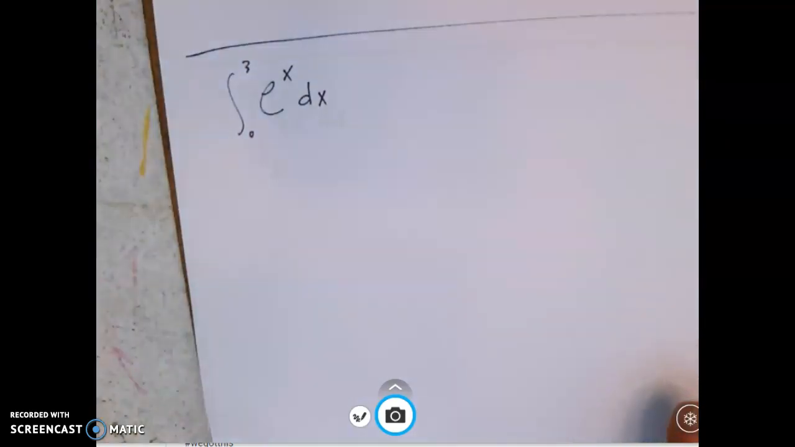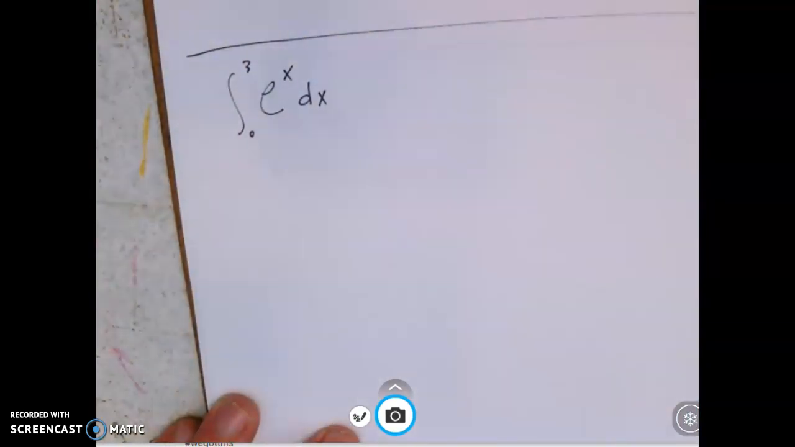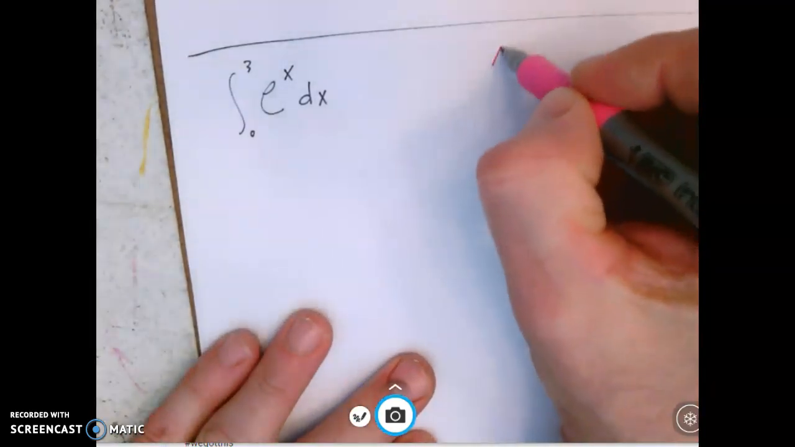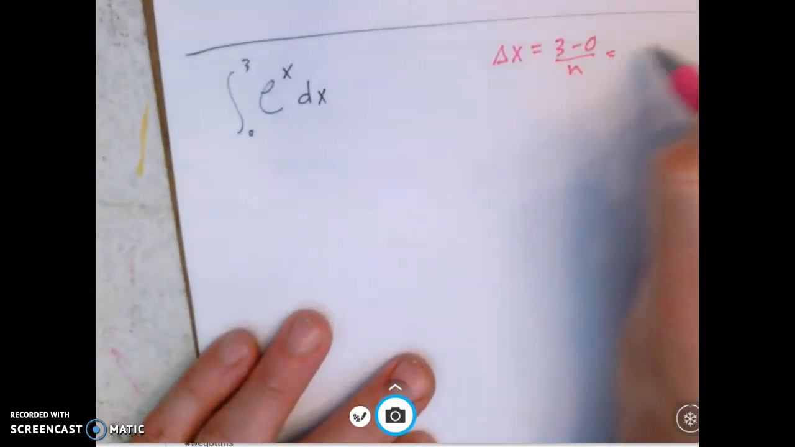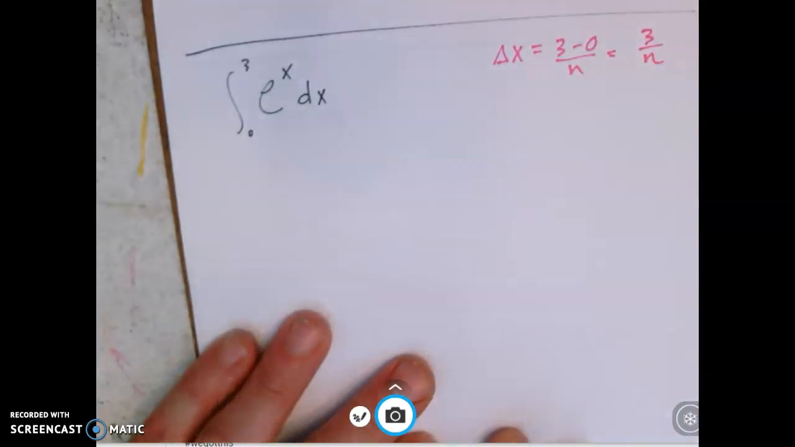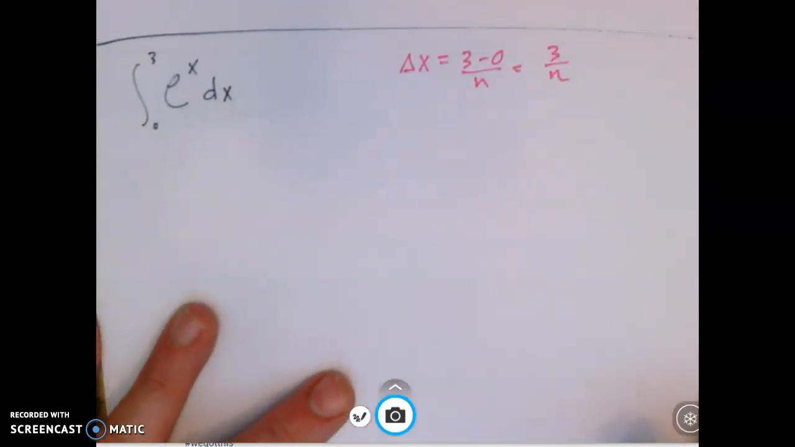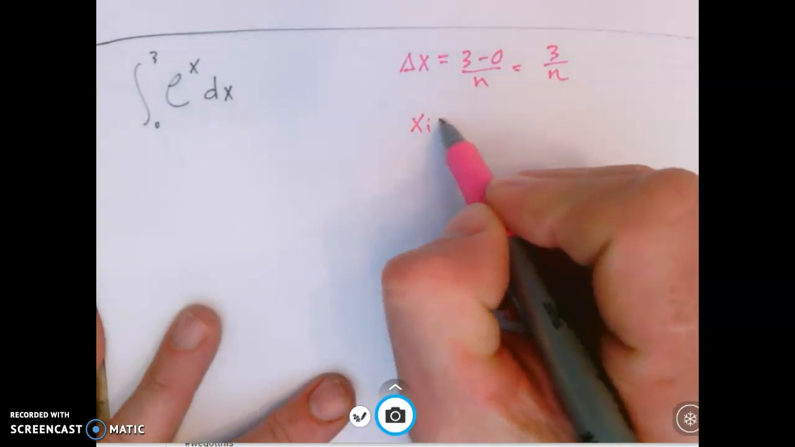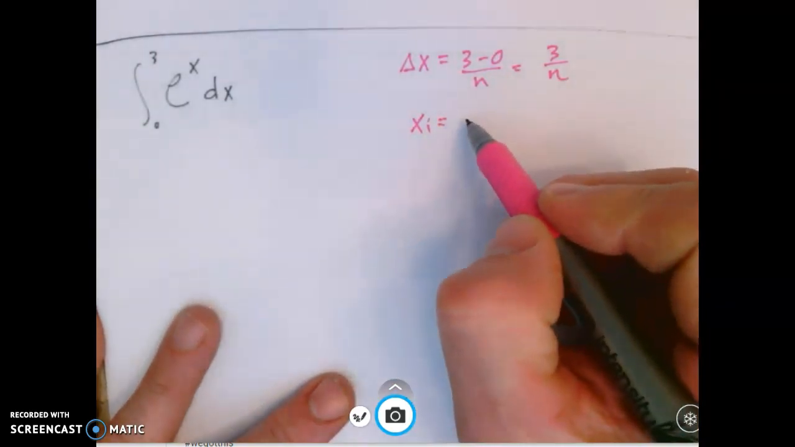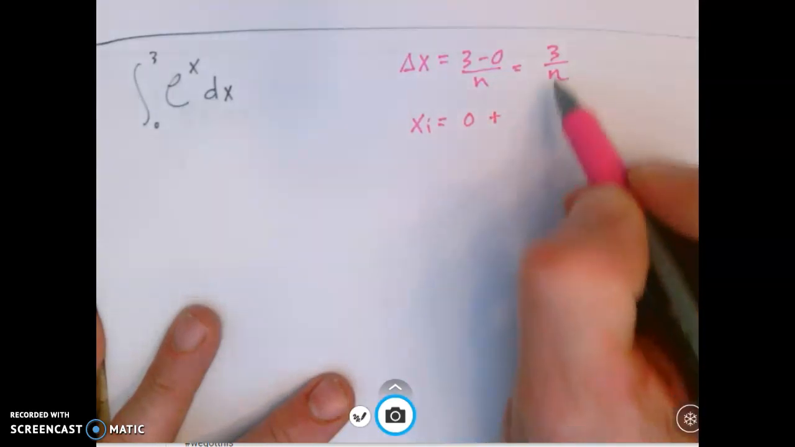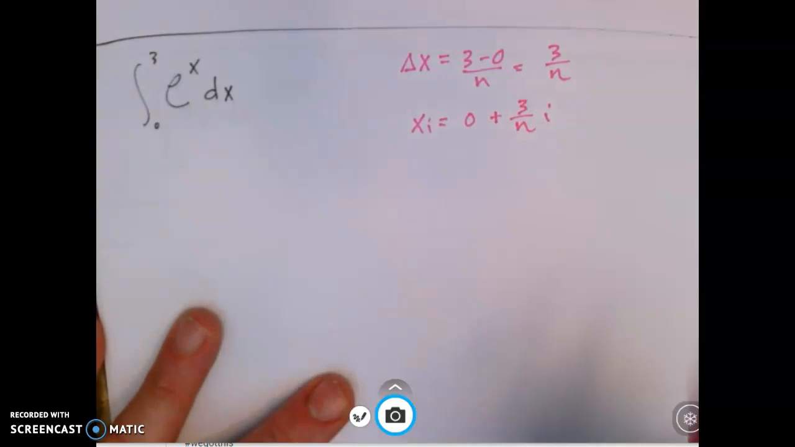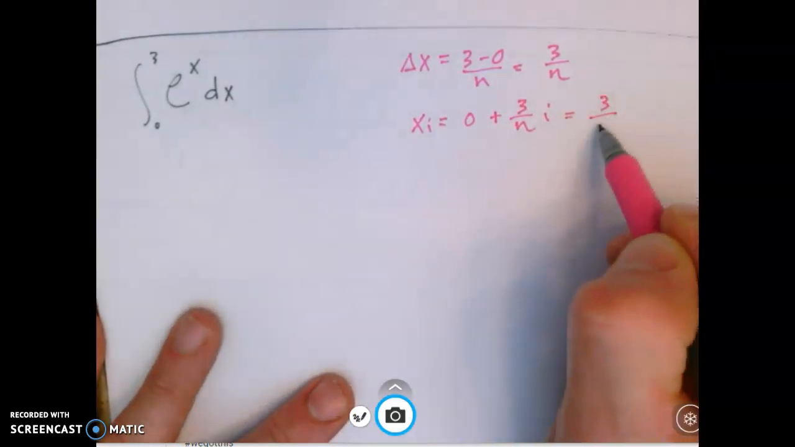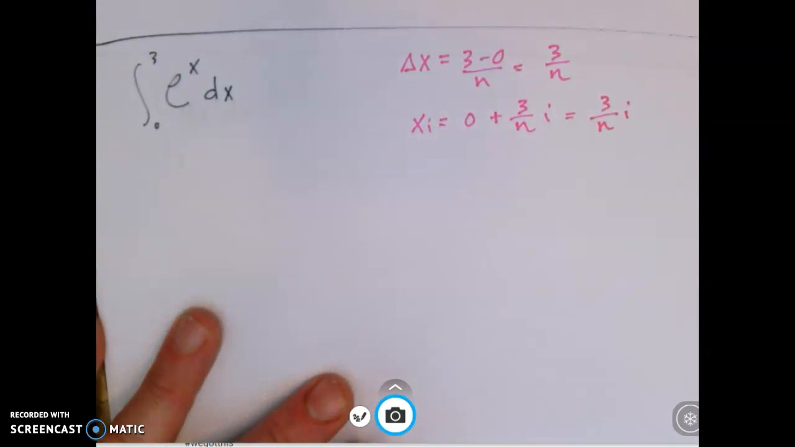So, the integral from 0 to 3 of e to the x dx. Our first step is to find our delta x, which is 3 minus 0 divided by n. So our delta x is 3 over n. Our next step is to find our x sub i term, and it's our starting value, in this case 0, plus our delta x, 3 over n times i, which is obviously just 3 over n times i, or 3i over n, either one.